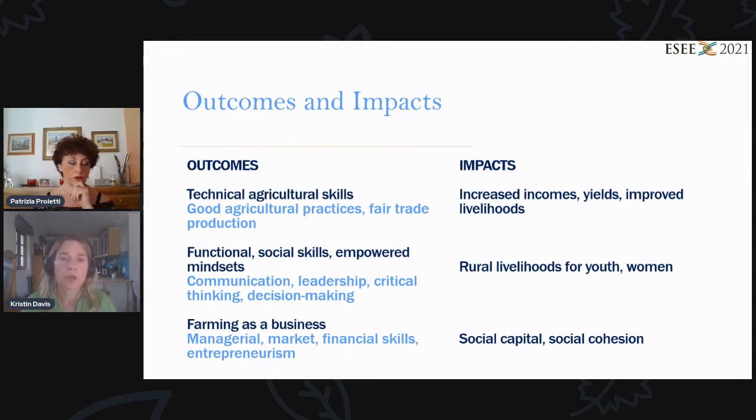We saw also the human capital development in terms of farming as a business. So farmers were gaining managerial, entrepreneurial skills, market skills. In Cameroon, young vocational training participants were really getting the skills to integrate them into society and also into markets and businesses. And then we saw the results of that human capital. Impacts such as increased incomes, improved yields, improved livelihoods. We saw the inclusion of women and youth into, for instance, honey production in Kenya or market gardening in Brazil.